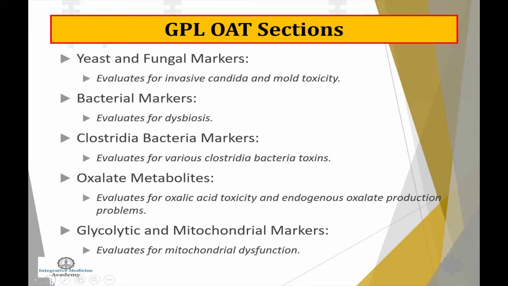Oxalate metabolites, which is found on page 2 of the test, certainly has a lot of clinical significance for people with chronic pain, fibromyalgia-like pain, tender point pain, joint pain, kidney stones, obviously, urinary discomfort, behavioral issues in kids sometimes when their oxalates are high. The glycolytic and mitochondrial markers are linked to cellular metabolism, linked to mitochondrial function.